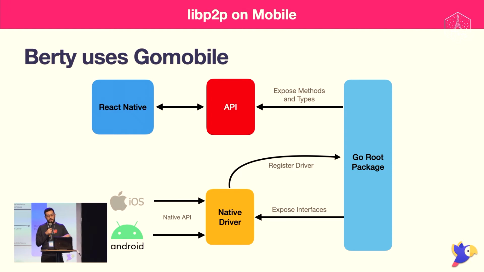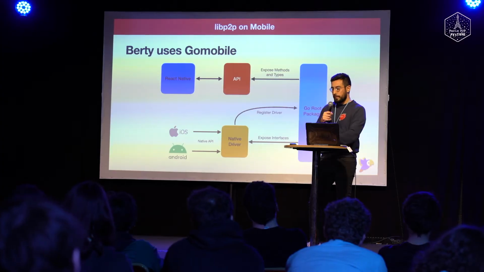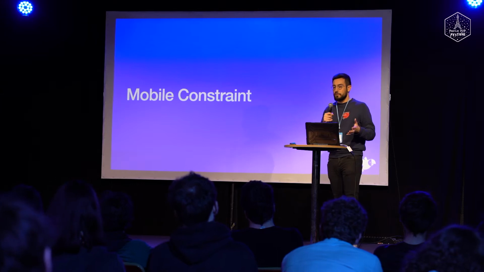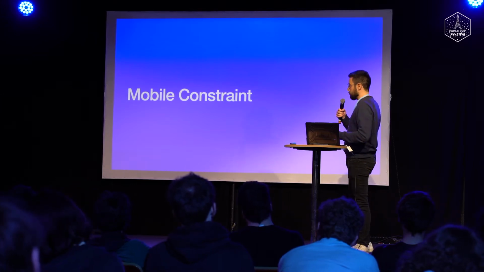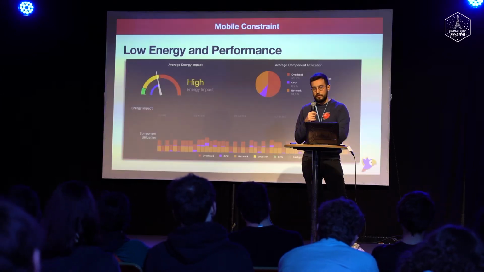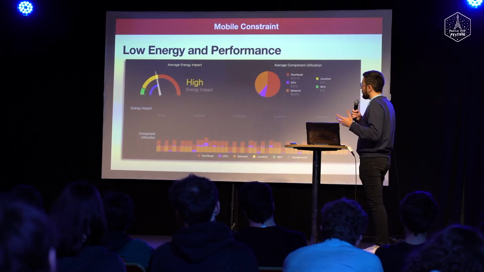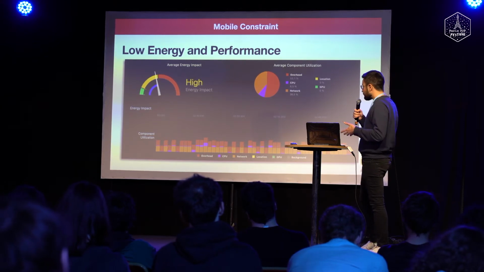So that's it. Before talking about libp2p, I want to show you the constraints we have on mobile. It's very important to talk about it, because it's the main concern when we develop on mobile. The first constraint I want to talk about is energy and performance.